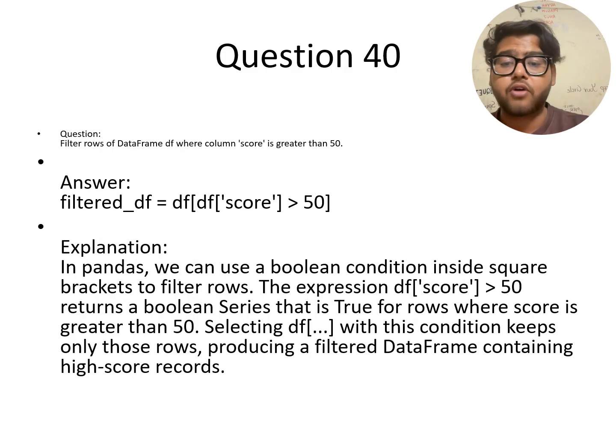In question number 40, we have filter rows of data frame df where column score is greater than 50. In pandas, we can use a boolean condition inside square brackets to filter rows. The expression df[score > 50] returns a boolean series that is true for rows where score is greater than 50.